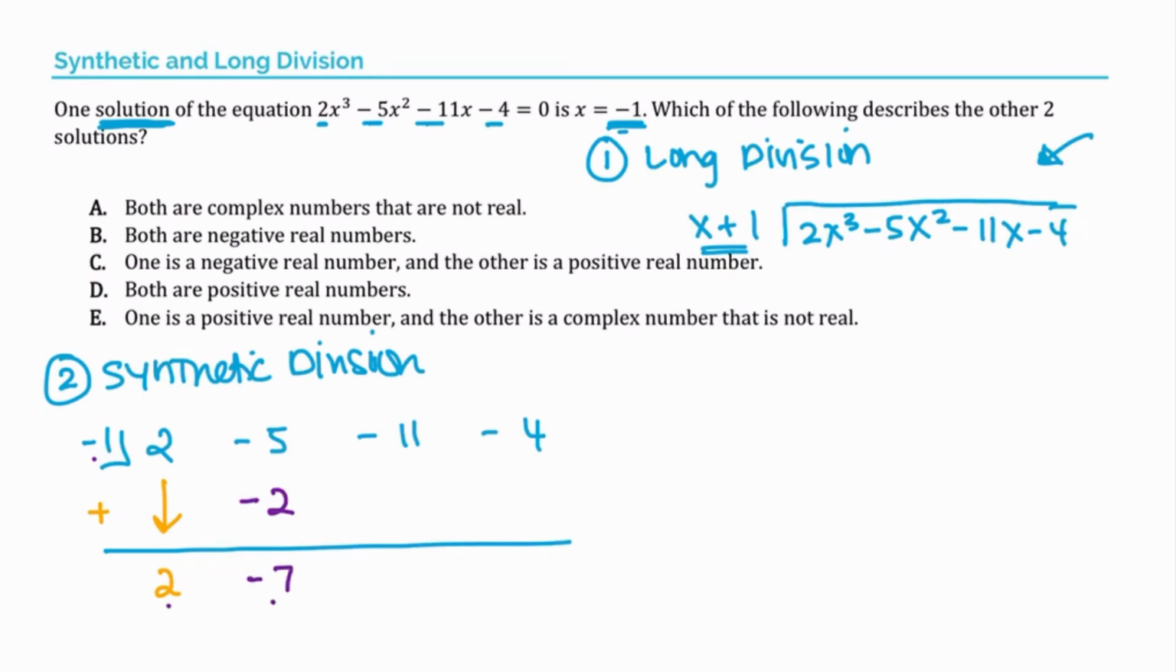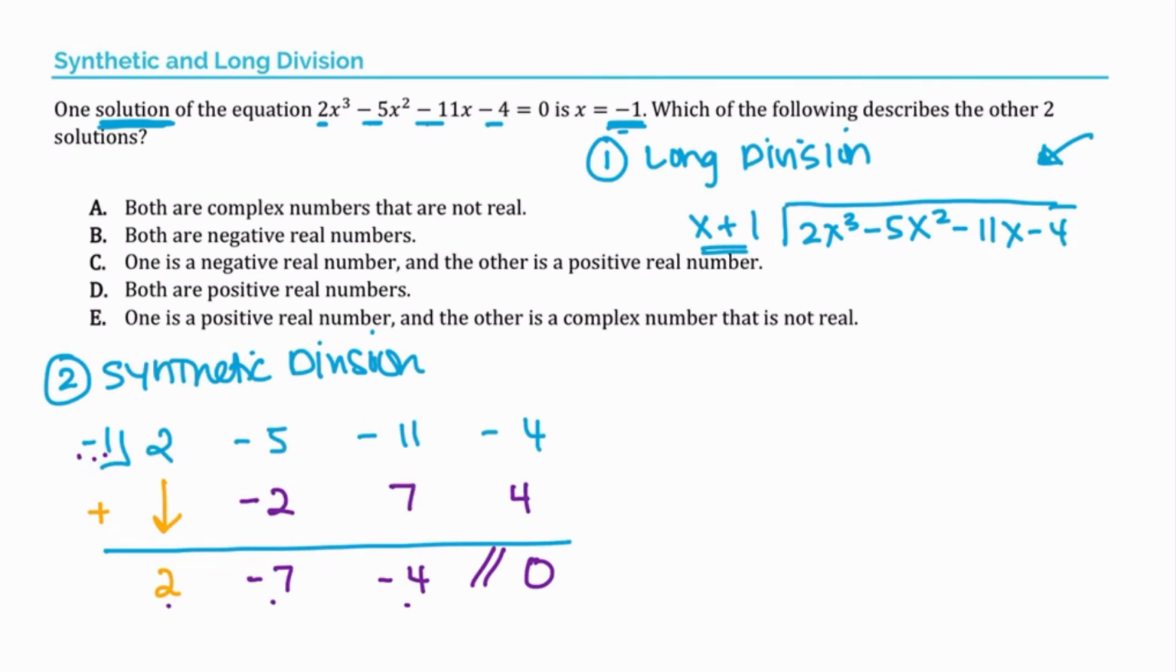Then I do negative 7 times negative 1 is positive 7. Add down, negative 11 plus 7 is negative 4. Do negative 4 times negative 1 is positive 4. Add negative 4 plus 4, and I get 0. Now, by the way, I should get 0 because that's my remainder.